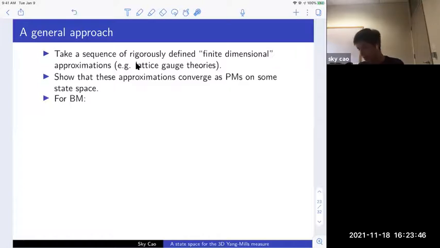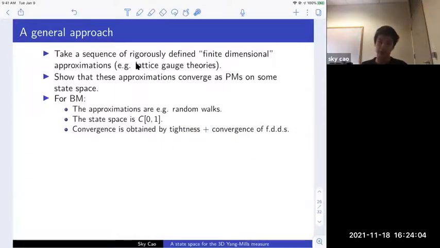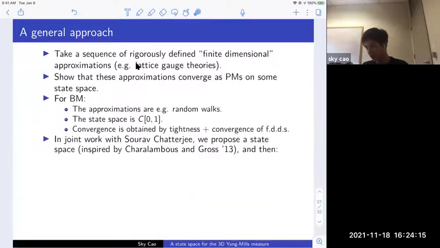To draw an analogy, coming back again to Brownian motion, the approximations would be random walks. The state space would be C[0,1], and convergence would be shown by showing tightness plus convergence of finite dimensional distributions (FDDs). Tightness gives subsequential limits, and convergence of the FDDs shows that the subsequential limits are unique, so we get actual convergence of the original sequence. In analogy, we would want to make this type of approach work for Yang-Mills, and that's what we do in this work with Sourav.